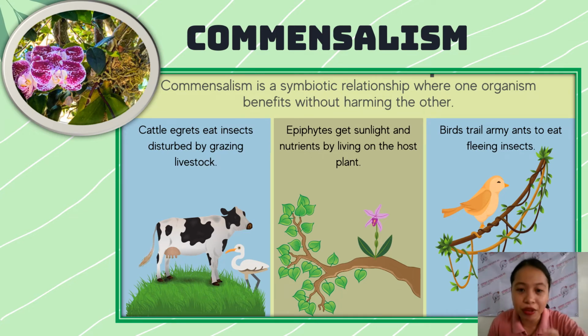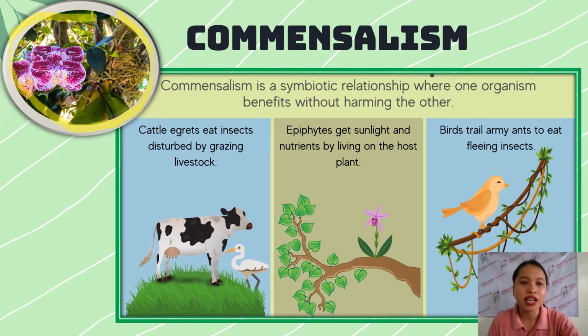Okay, so the epiphytes get sunlight and nutrients by living on the host plant. Another one is birds following army ants to eat fleeing insects. And another one is the orchid. Are you familiar with the orchid? As you can see there, the picture at the top here.